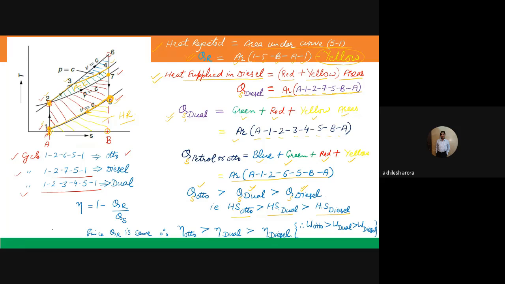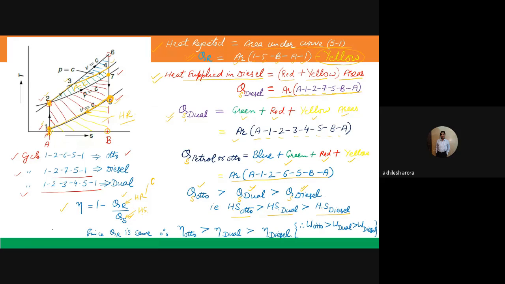Now let us focus here. This is the formula for the efficiency. It is given as 1 minus QR divided by QS. This is the heat rejected part, and this is the heat supplied part. Now you tell me, what about this heat rejected? This heat rejected is actually constant in each and every case.